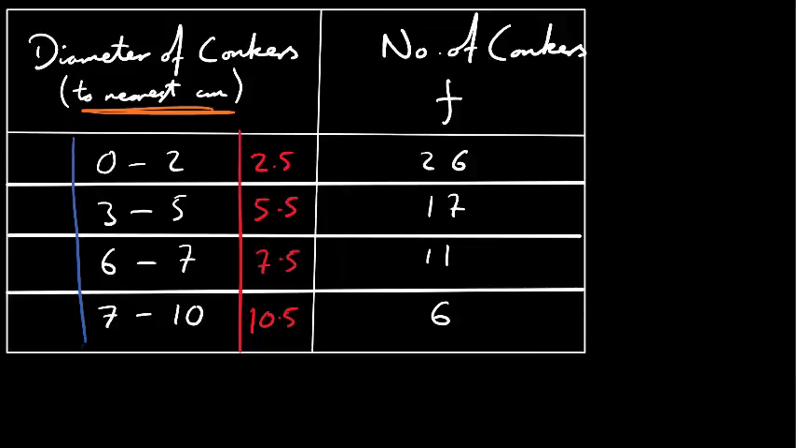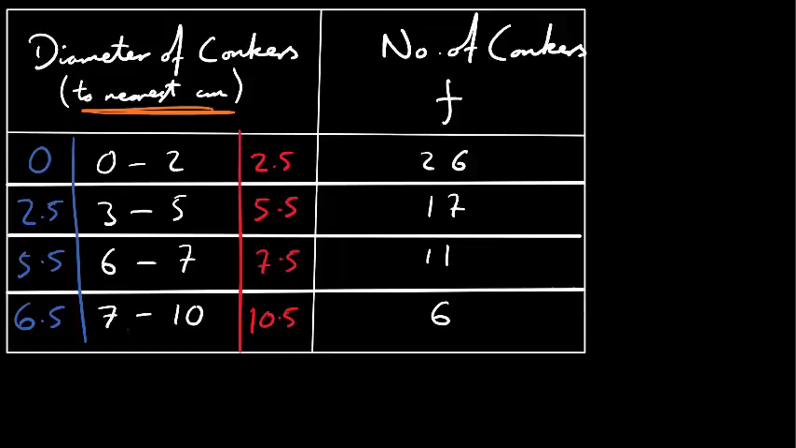Then I look for my lower bounds. Well, what's the lower bound of 0, bearing in mind I'm rounding to the nearest centimetre? It's 0, because I can't have negative 0.5 centimetres of a conker. This one is going to be 2.5, because from 2.5 to 3, I'm going to round up and include it in this interval here, so from 3 to 5. And then this one is going to be from 5.5, because anything from 5.5 to 6 can be rounded to 6. And this one's going to be from 6.5 to 7, because anything from 6.5 to 7 is going to be rounded to the 7 interval.